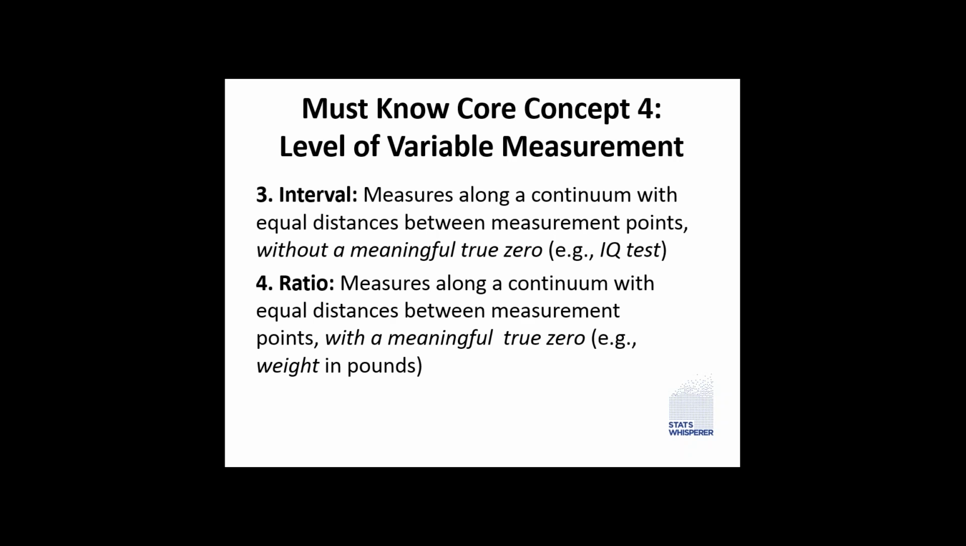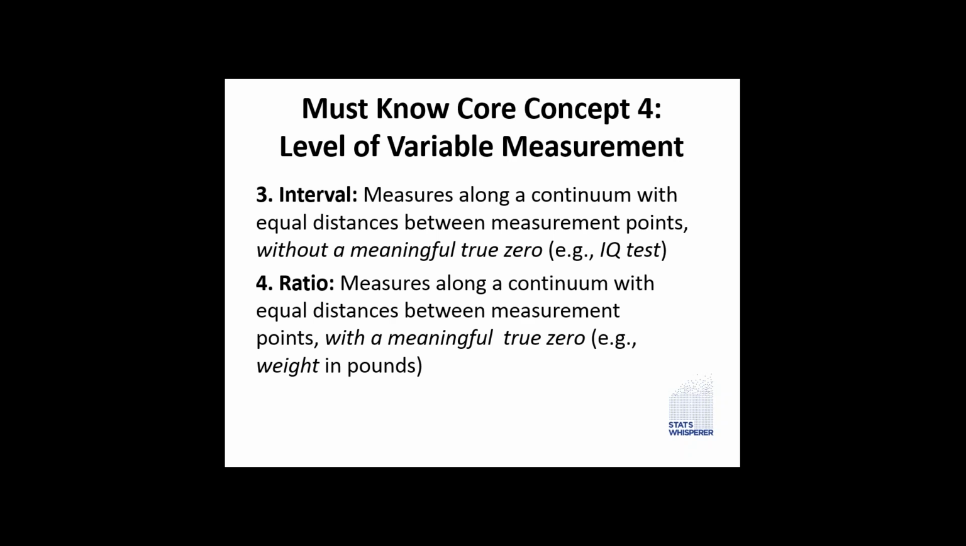Now there are equal distances between measurement points, like an IQ test. The distance between a score of 90 and 100 is 10, and the distance between 100 and 110 is 10. There's equal distance between measurement points, but there's no true zero. Like in an IQ test, if you get a 0, that doesn't reflect a total lack of IQ or intelligence, depending on which construct you think is represented.